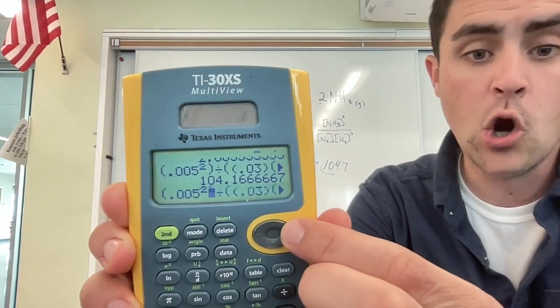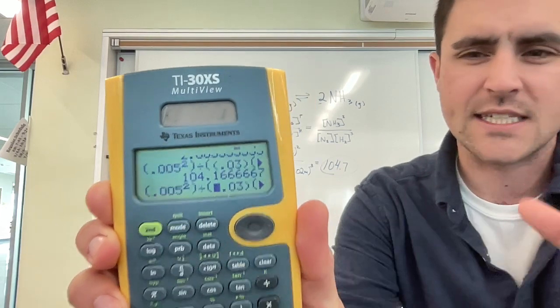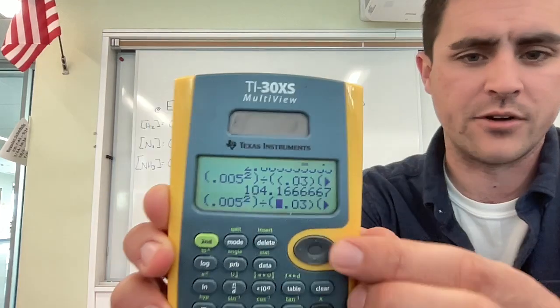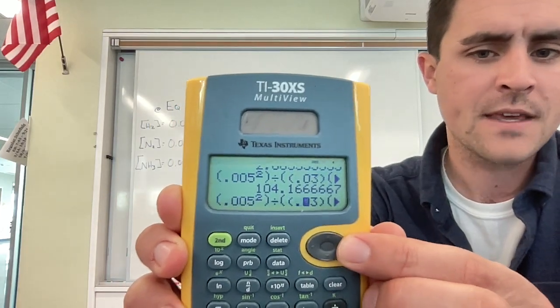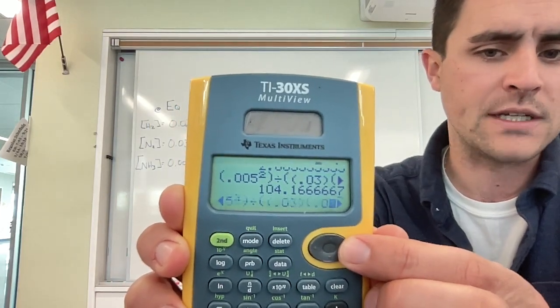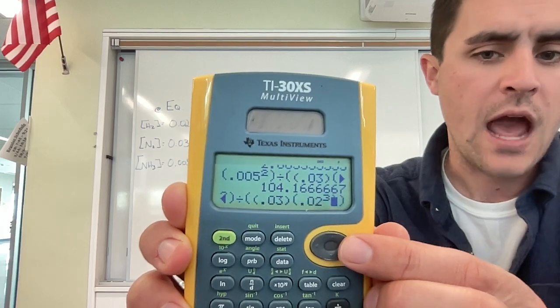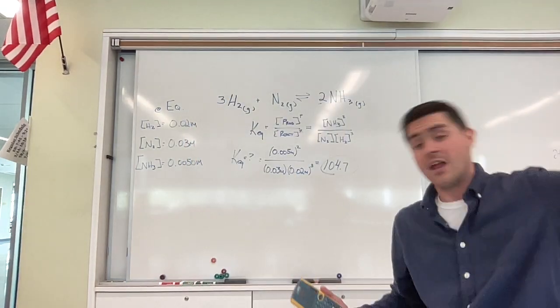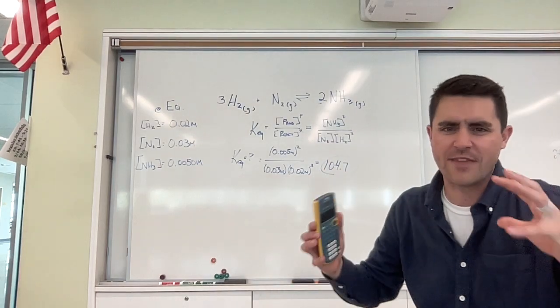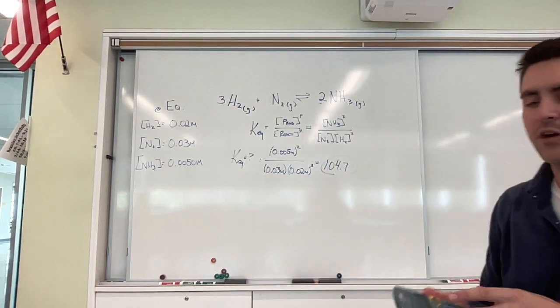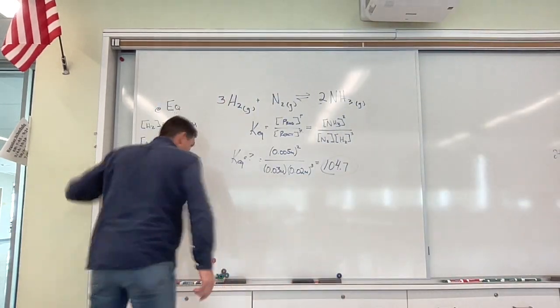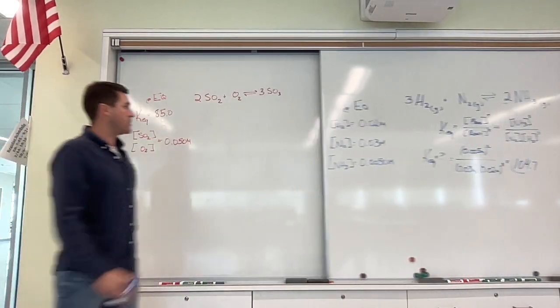I divided with 2 parentheses in the way. This is saying, hey, the whole denominator is in a parenthesis, and then every number in the denominator is too. So 0.03 multiplied by 0.02 cubed, and then I close that parenthesis and I close off the numerator, saying, hey, there's a numerator, there's a denominator, and I want to divide those two. When I do that, 104.7, the products are favored in this reaction. Problem solved. Let's go to number 2.